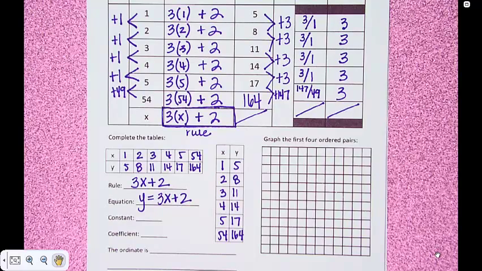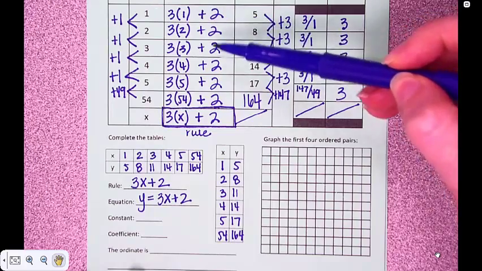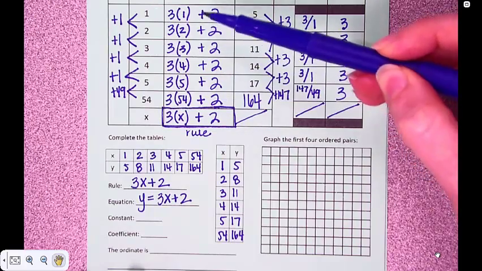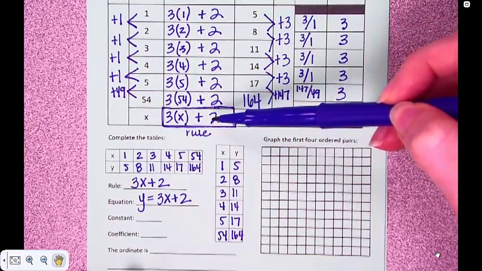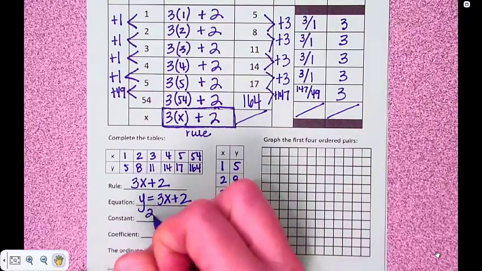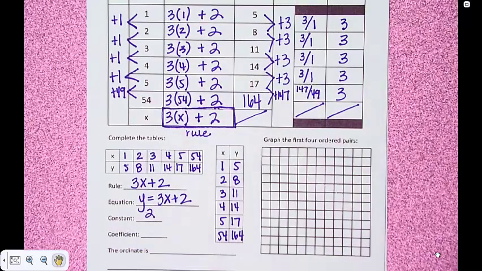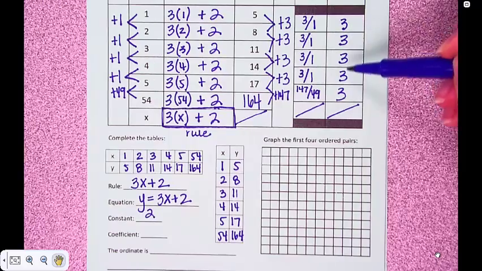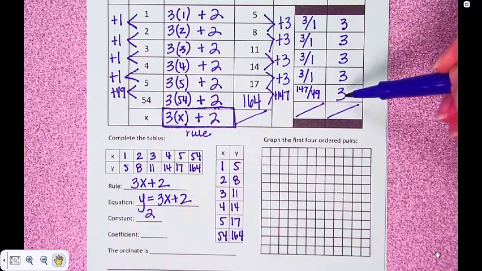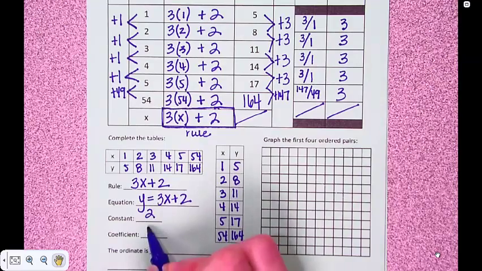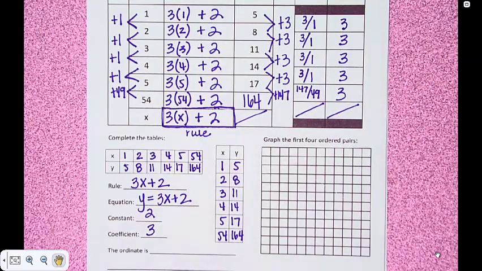The constant is the number that is added or subtracted in our process column. So in our case, our constant is 2. The coefficient is the number we get from the reduce and simplify column. It's our m, and it's also the number in front of the x. So the coefficient in our scenario is 3.